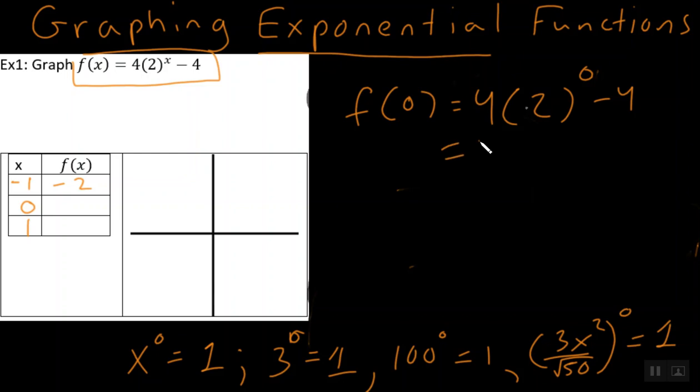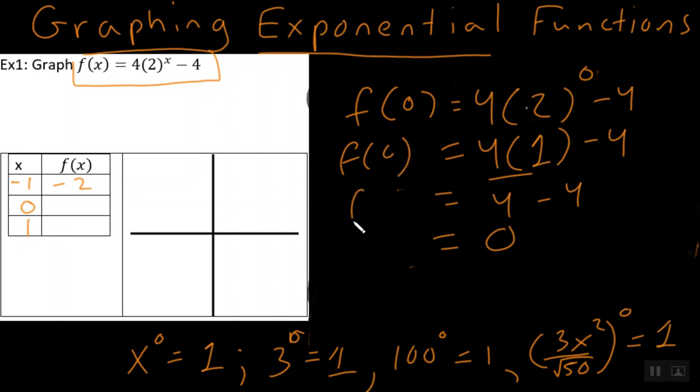Okay, so what happens here? Well, 2 to the power of 0 is equal to 1, and we can do 4 times 1, which is 4, minus 4, which of course is 0. So all we're doing is just working down there on the right-hand side. So f of 0 is 0. And this brings us to our last x value of 1.